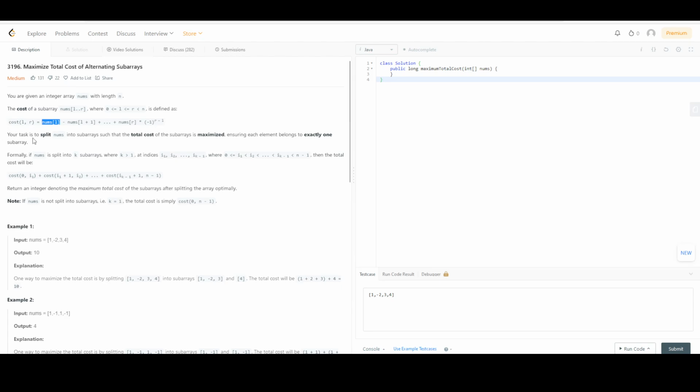Your task is to split the array nums into subarrays such that the total cost of the subarrays is maximized, ensuring each element belongs to exactly one subarray. So there will be no overlap. For example, if it is divided into k subarrays, then the cost will be this one. We have to return an integer denoting the maximum total cost of the subarrays after splitting the array optimally.